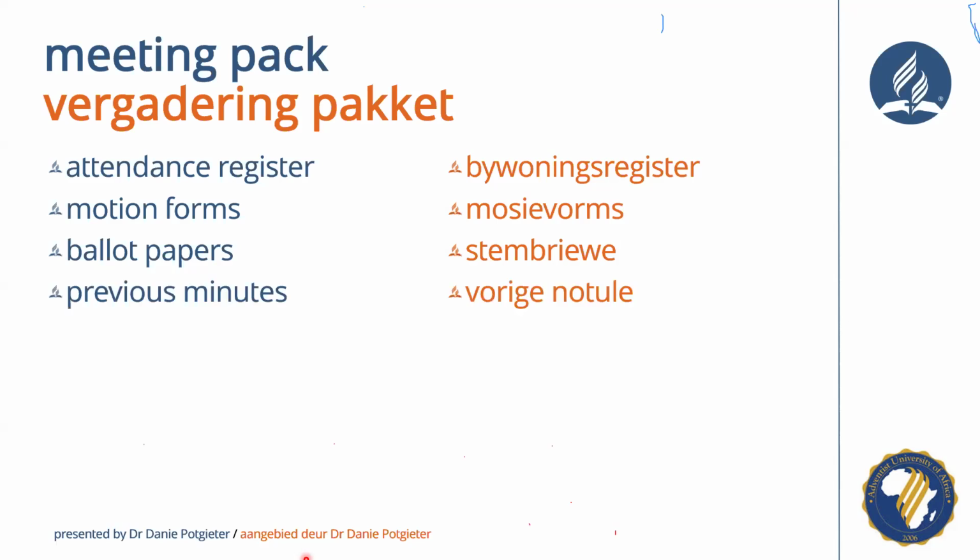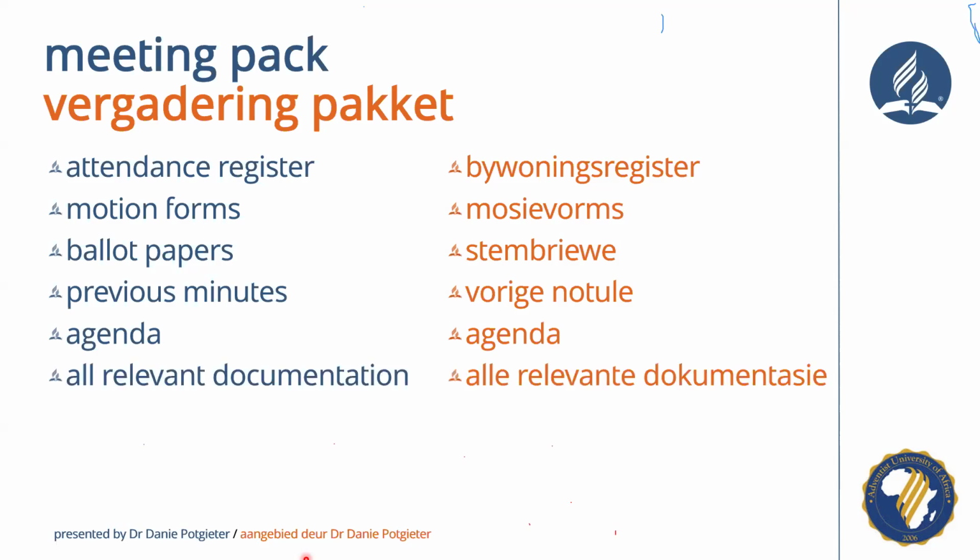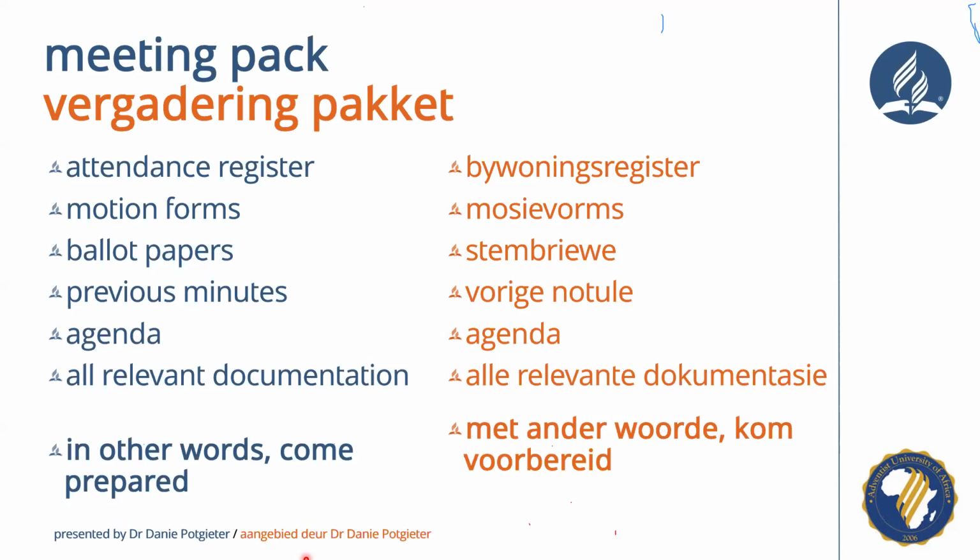Then you need to have the previous minutes ready and printed out as part of your meeting pack, and the agenda that you would follow for that particular meeting, and then all other relevant documentation, correspondence, quotations, whatever you need for the meeting to take decisions. All of that needs to be part of your meeting pack. And if the various members need that information, it must be circulated to them well before the meeting. In other words, come prepared so that we are ready to take action, that we are ready to discuss the matters, and that we can implement or vote against them, depending on the situation.